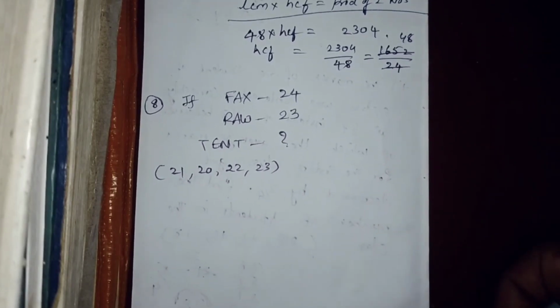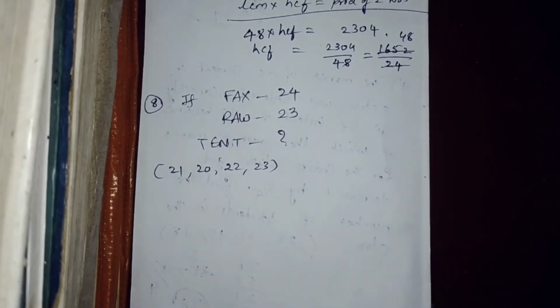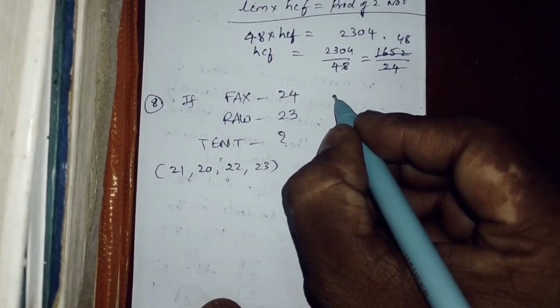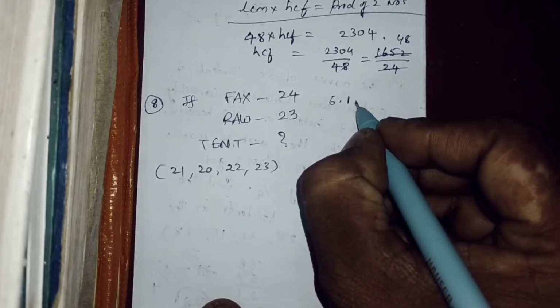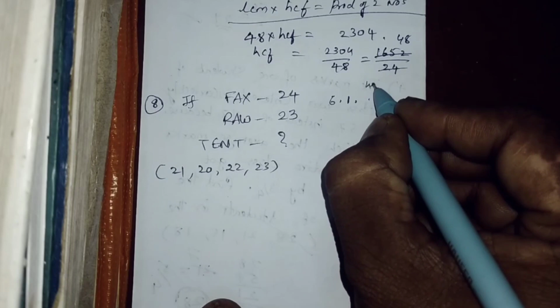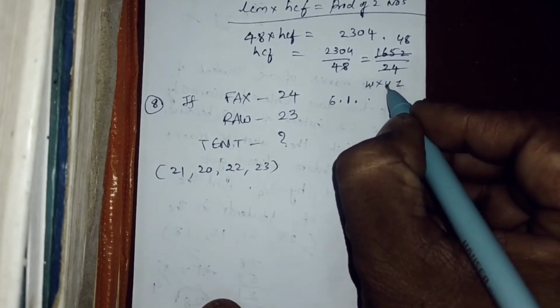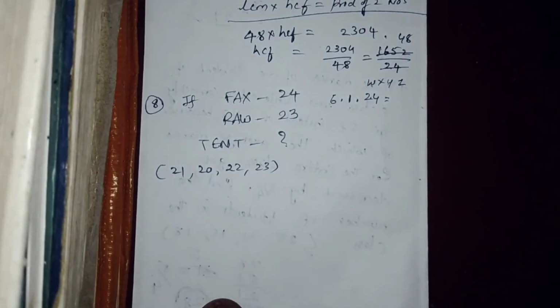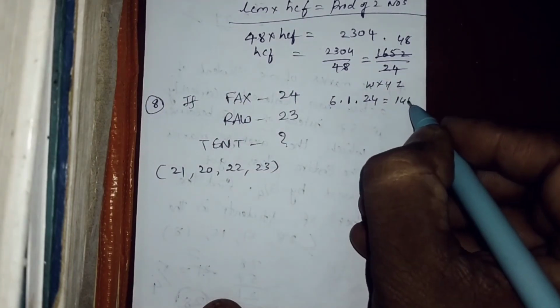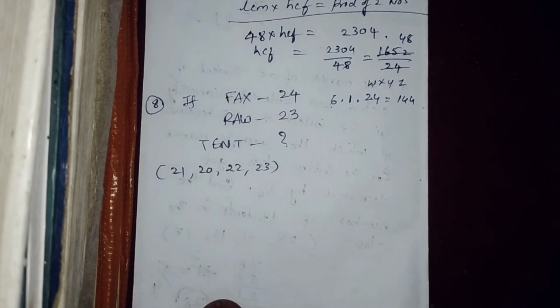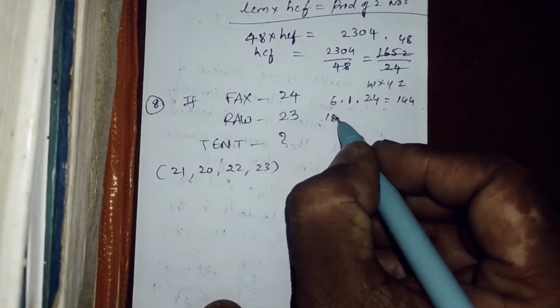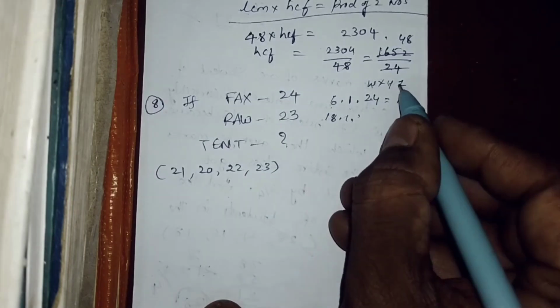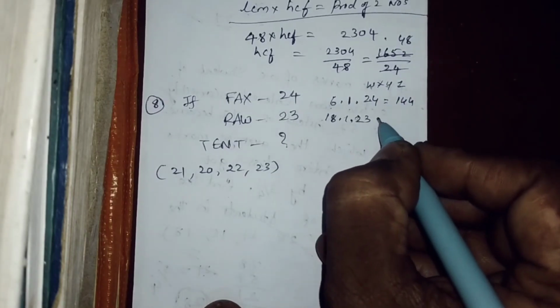If fax is written as 24, raw is written as 23, tent is called what? See, A, B, C, D, E, F, 6. A is 1, W, X, Y, Z, 26, 25, 24. So 6 into 1 into 24 I got, dear students, that is 144. But we have 24 if I multiply. If you see for raw, R is 18, A is 1, W 23.